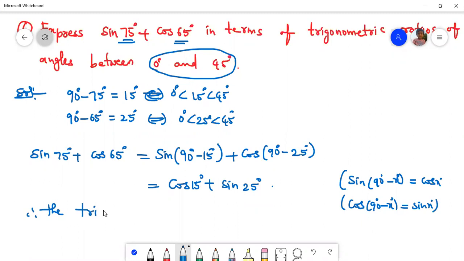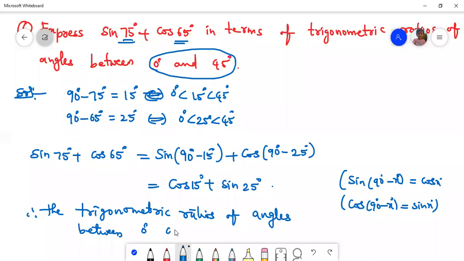The trigonometric ratios of angles between 0 degrees and 45 degrees. It's over. The exercise is also completed.